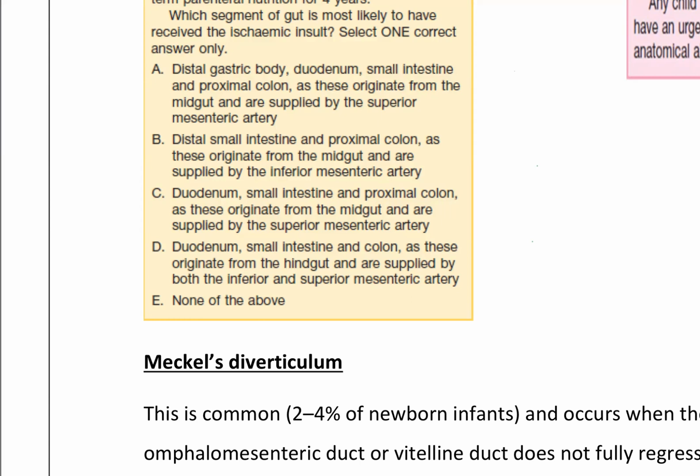The colon cannot be a part of the midgut, we know. So A, we do not take. B, why not B? Because here also they include the proximal colon, so it is not part of the midgut. And D, they take the duodenum as part of the hindgut, so we cannot say it. So C is the right option, because the duodenum, small intestine and proximal colon originate from the midgut and are supplied by the superior mesenteric artery. Very right.